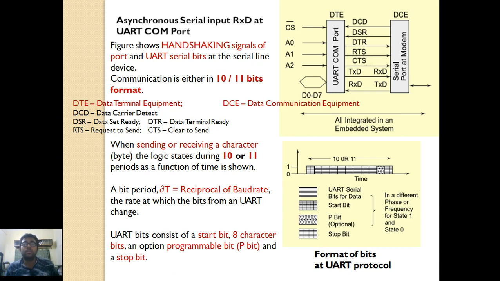This one is the example of asynchronous serial input at a UART communication port, COM for communication. This figure shows the handshaking signals of the port and UART serial bits at the serial line device. Communication is either in a 10 or 11 bits format. If you take a long look, this is DTE for data terminal equipment, data carrier detect, data set ready, request to send. This is data terminal ready, this is clear to send. This one is data communication equipment.